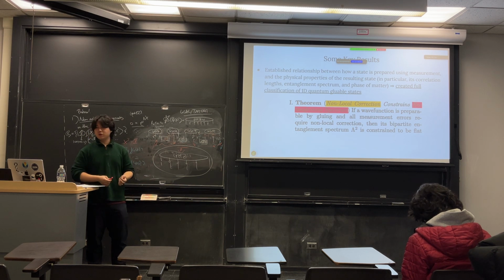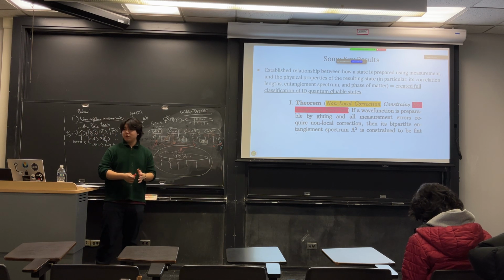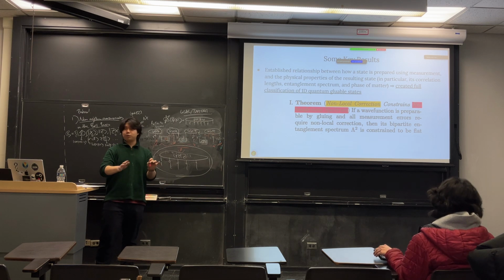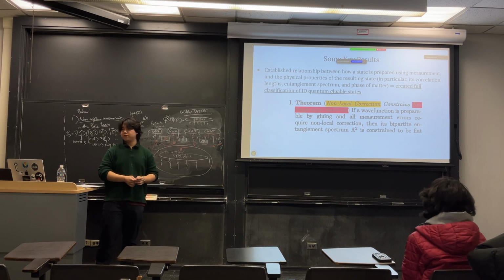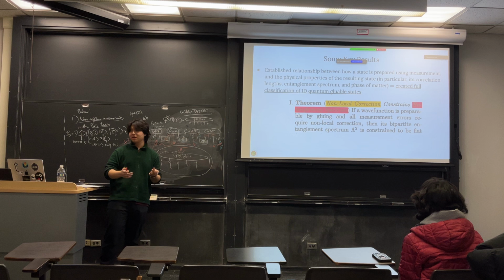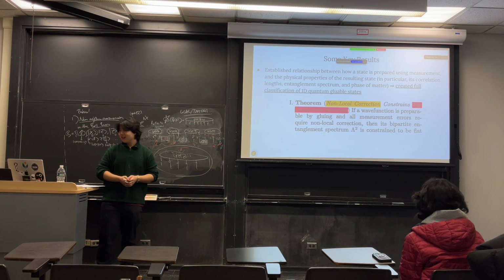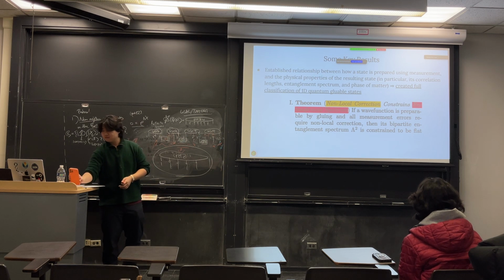And so what this paper did was it established a relationship between how a state is prepared using measurement and the physical properties, more specifically correlation lengths, entanglement spectrum, and so the phase of matter.